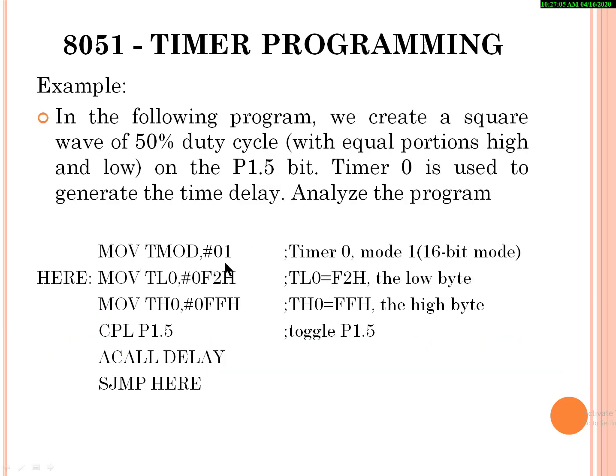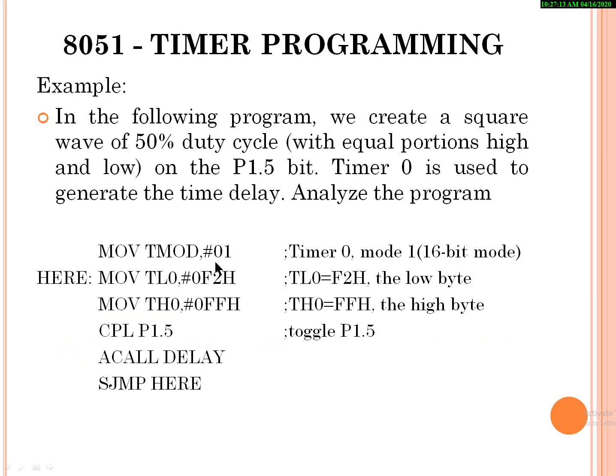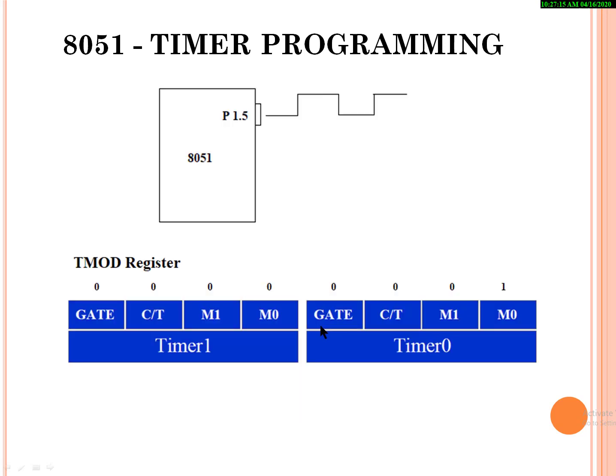First, like I said, we have to load the TMOD register with a value. We are going to initialize it to 01. You can see here, it is initialized to 01. So we are going to use timer 0. If the mode bits M1 and M0 are 0 and 1, we are in 16-bit timer mode, so the count value we take is a 16-bit count value.